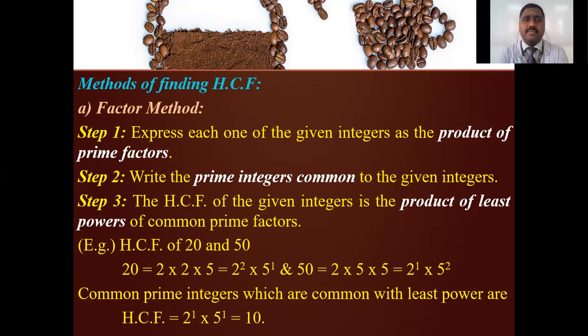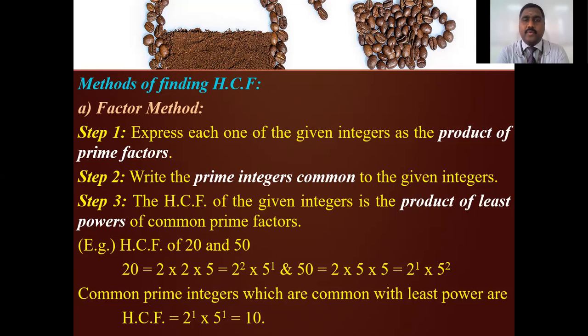For example, you have two numbers, 20 and 50. 20 can be divided by the prime number 2, and then you get 2 into 2 into 5. That means you get 2 power 2 and 5 power 1. For 50, you will get 2 into 5 into 5. That is, 2 power 1 and 5 power 2. From these values, you have to identify the common divisors. In both cases, the common divisors are 2 and 5. So you have to take the common divisors 2 and 5 with the least power. 2 power 1 into 5 power 1 is equal to 10. So 10 is the highest common factor of 20 and 50. This is called the factor method.